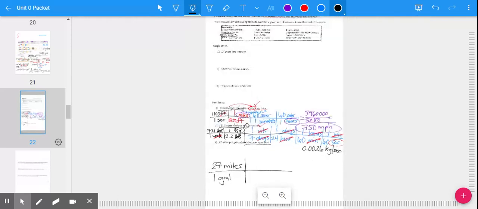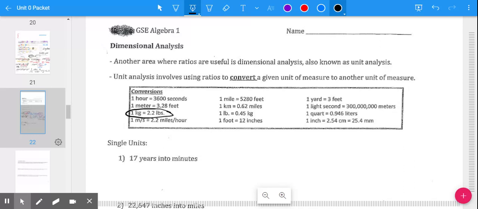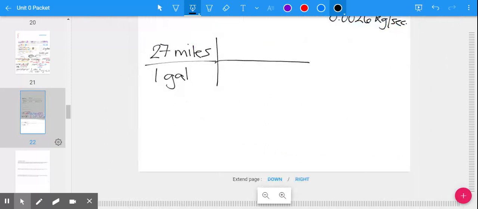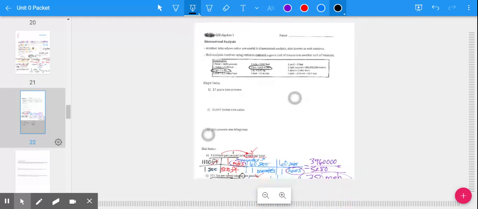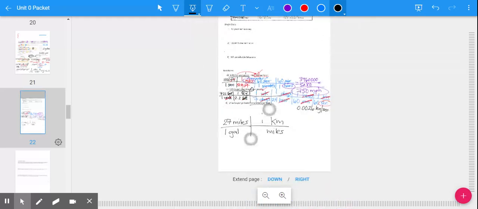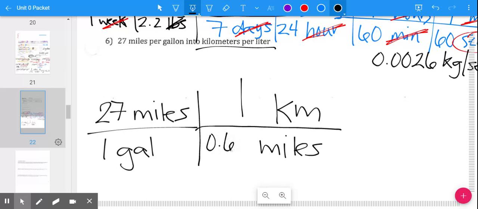So when we go to the top, miles to kilometers, we have right there, 0.62 miles equals 1 kilometer. So we have miles at the top, so miles at the bottom. And just to make sure we get this right, 1 kilometer is 0.62 miles. So we've taken care of miles to kilometers. So now we still have to take care of gallons to liters.